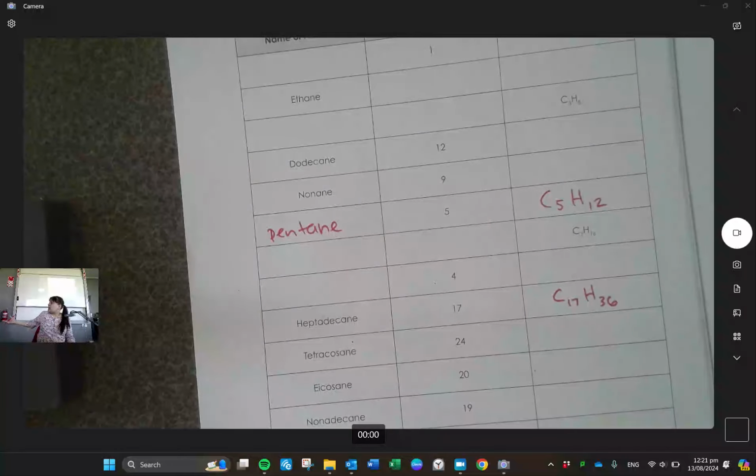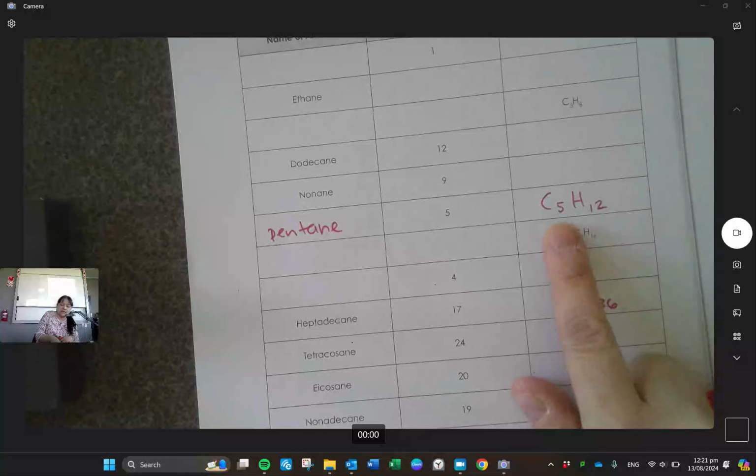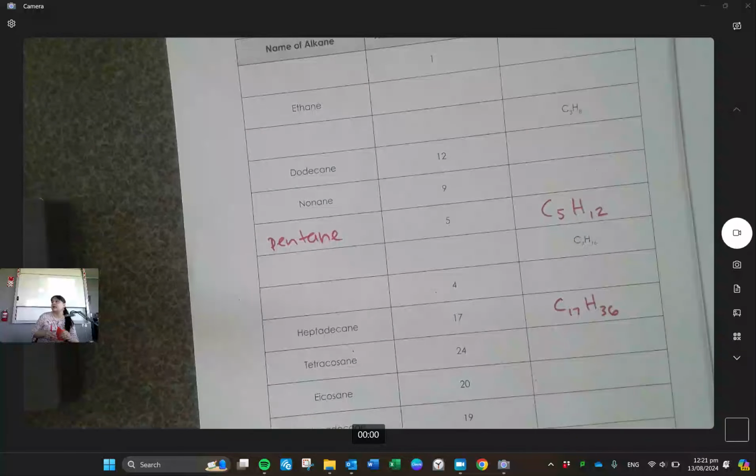It also works the same way if you're going backwards. So if I look at this and I go, I'm trying to figure out if this is an alkane, I see that it's times 2 plus 2, so I know it's an alkane.